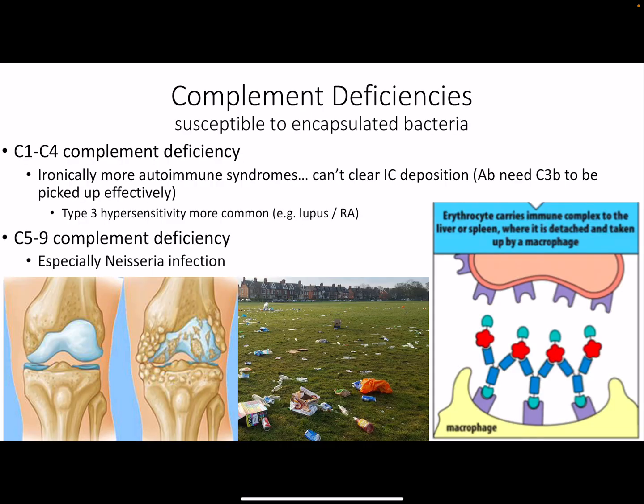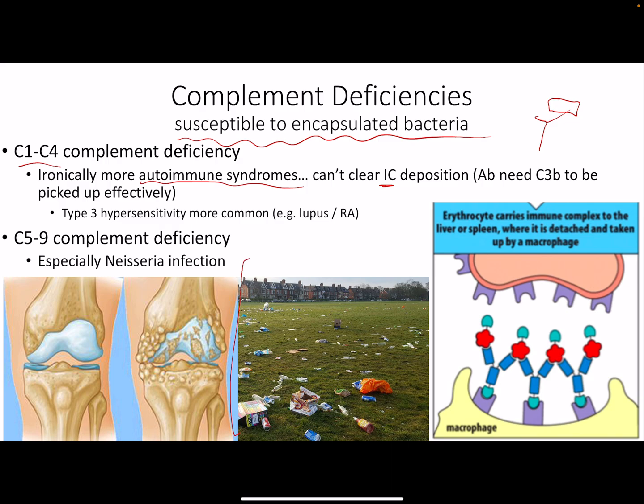All right, what happens if we are deficient in the complement, and how can this happen? Encapsulated bacteria are particularly hard to grab. They're particularly slippery frogs. So that's why we really need C3b for them. So if you have a complement deficiency, no matter what, you're going to be susceptible to encapsulated bacterial infections. Now, more specifically, C1 to C4 is going to enhance the likelihood of an autoimmune syndrome. So you cannot clear immune complexes.